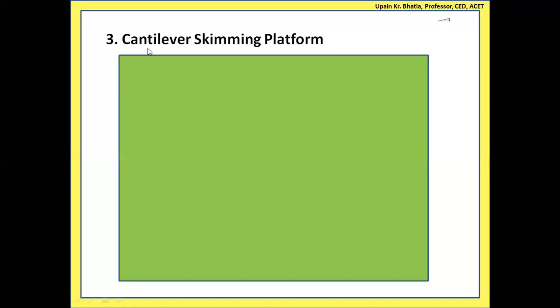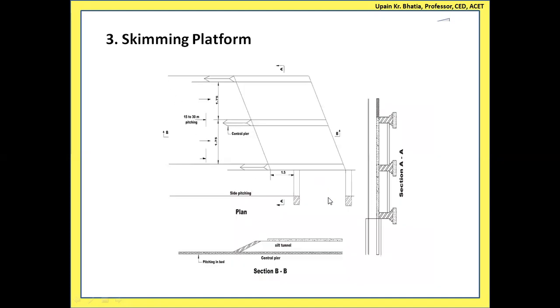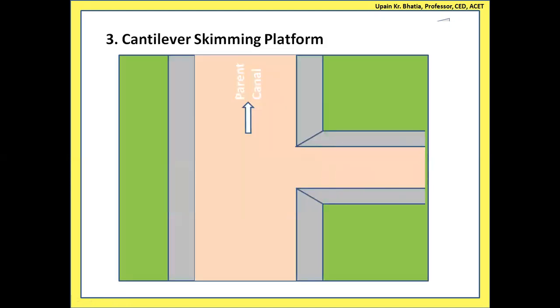Now, there is another skimming platform which is called cantilever skimming platform. In some books, you will find that skimming platform is explained in the form of cantilever skimming platform. But here, there is nothing in the form of cantilever. So it is just a skimming platform. But now if you consider the cantilever skimming platform, it is provided in this fashion. We provide a crest over here, which is just before the offtake canal. So this is the crest wall of the head regulator also. So wherever we are providing this crest, depending upon this, we are going to provide this cantilever skimming platform.